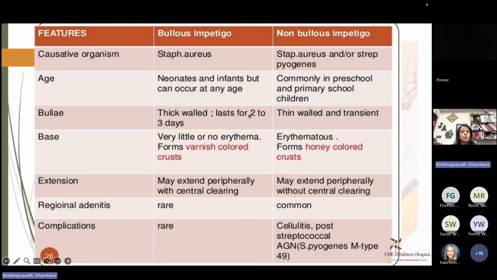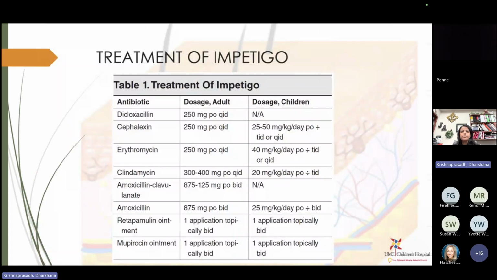Their thin wall lasts for 2 to 3 days. They can have these honey crusted lesions. They can extend with central clearing. Usually the complications are rare in bullous impetigo. In the non-bullous impetigo population, they're seen more in school age children. They do have these honey crusted colors. They can extend peripherally as well. These can get a little more complicated, like cellulitis. They can have post-streptococcal glomerulonephritis, and more extensive complications beyond the skin as well.